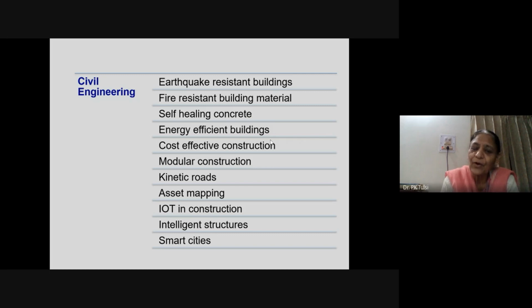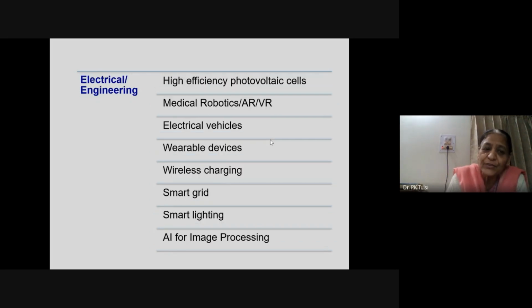We are coming across areas which are fast emerging: the earthquake-resistant buildings, the fire-resistant buildings, the self-healing concrete, the energy-efficient building, the cost-effective construction, the modular construction, the IoT in construction, intelligent and smart cities. Maybe in civil engineering, these are some of the emerging areas where the work needs to be carried out.